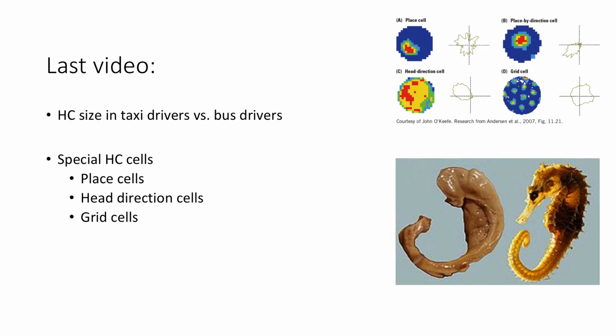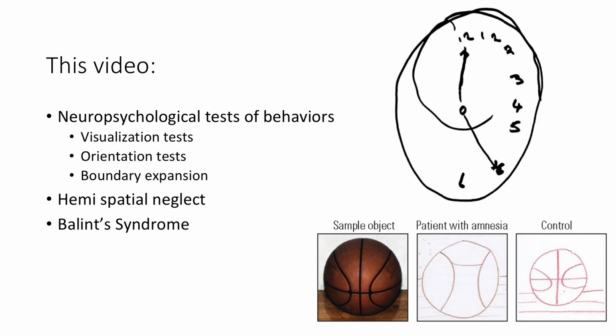So in the last video, we talked about the hippocampus and its relationship to spatial navigation. We talked about this really cool study that was done in London taxi drivers and bus drivers, and how taxi drivers had a larger hippocampus in volume. And we also talked about 3 special hippocampal cells, specifically place cells, head direction cells, and grid cells.